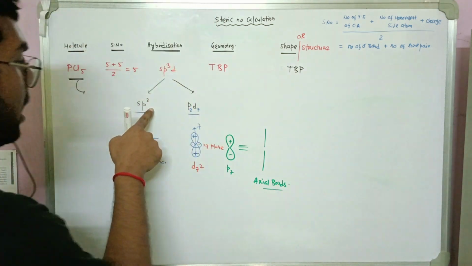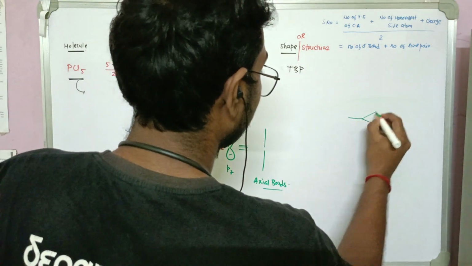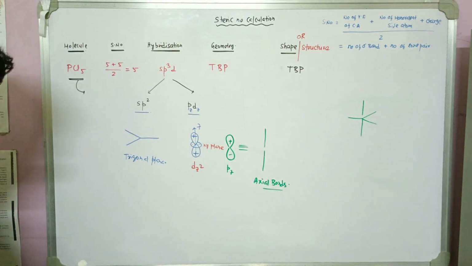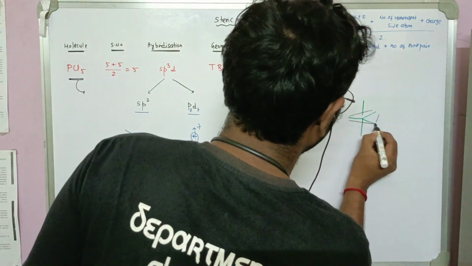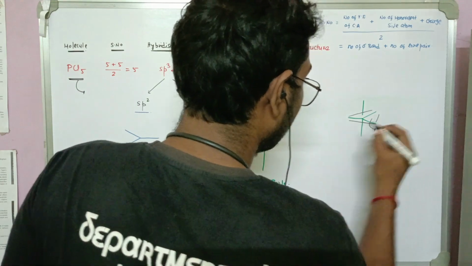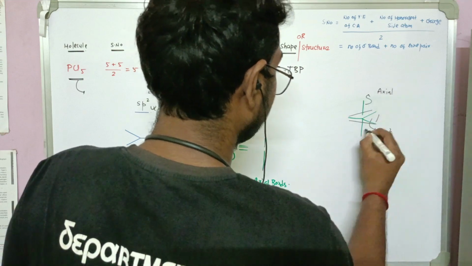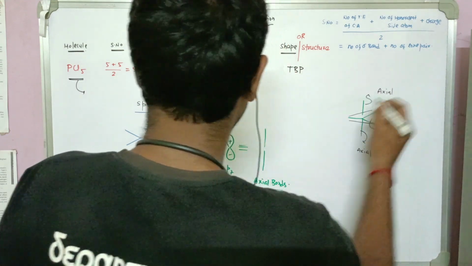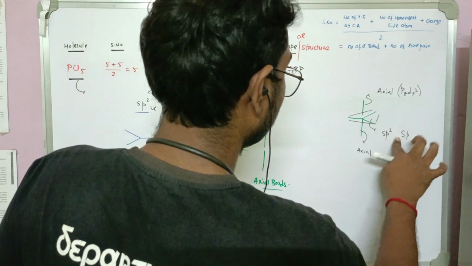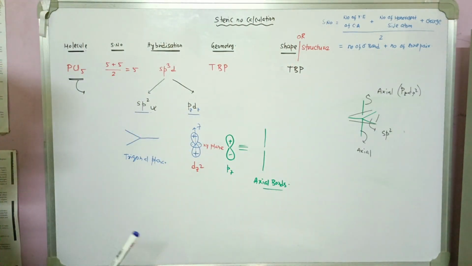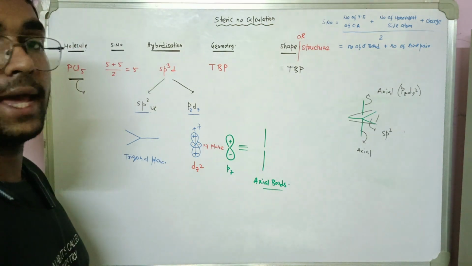So the sp2 hybridization forms the triangular planar part of the TBP. This is the TBP-like geometry, right? This was the trigonal plane, which was formed due to the hybridization of sp2, and these are axial positions, which come from the hybridization of pz and dz square. So two types of hybridization are present over there. One is forming the trigonal planar moiety, another one is forming the axial bonds.